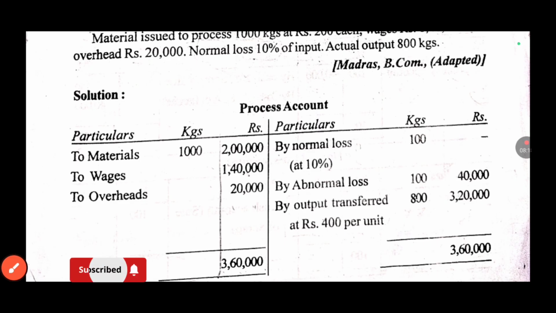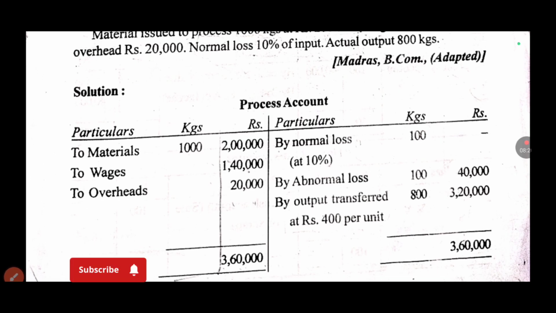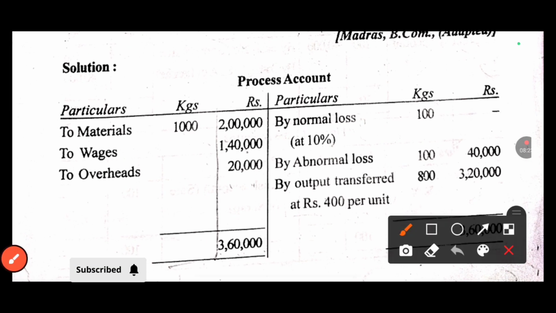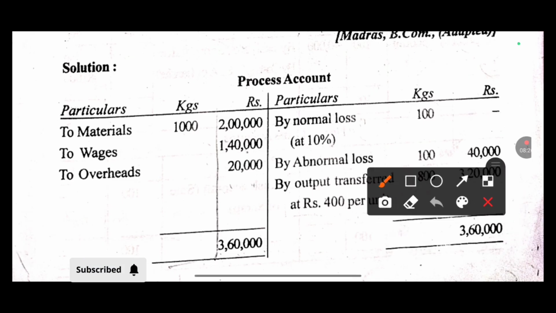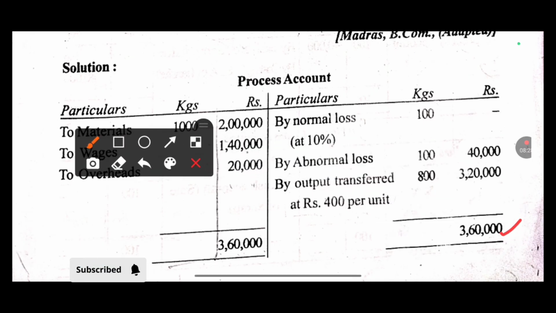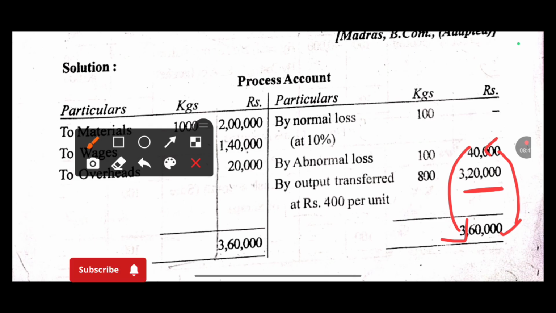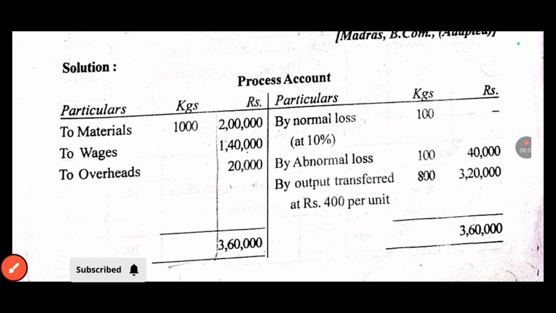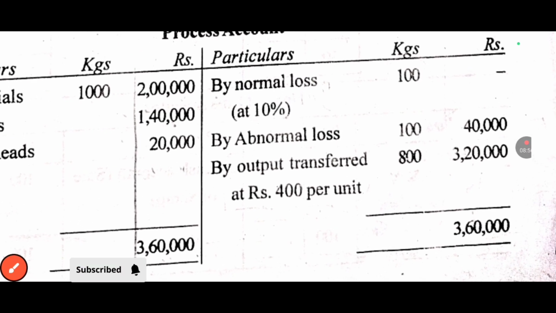Let's find out the output value. How can you find out output value? It's very easy. Listen, the total value, how much total value we have? 3,60,000 rupees. The 3,60,000 rupees is to be deducted with abnormal loss of 40,000 rupees. So the abnormal loss 40,000 rupees is deducted from total cost 3,60,000. You will get the difference value 3,20,000. That is called output value. So the output value 3,20,000 we find out.